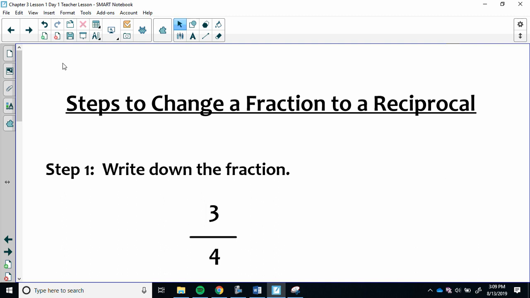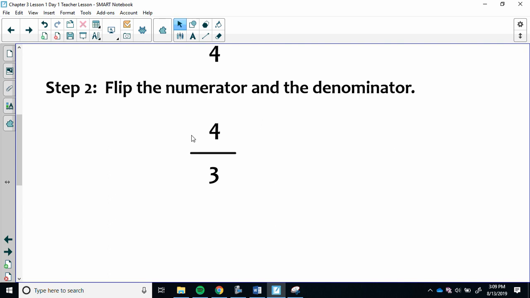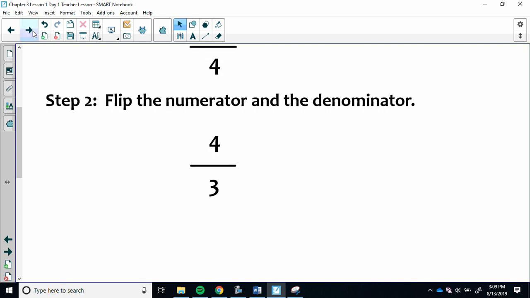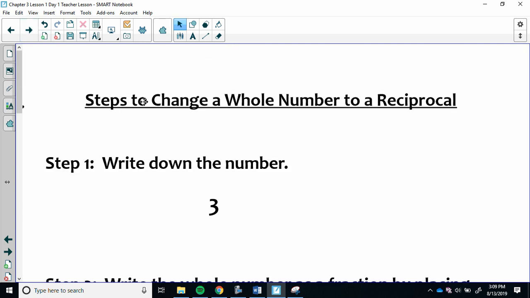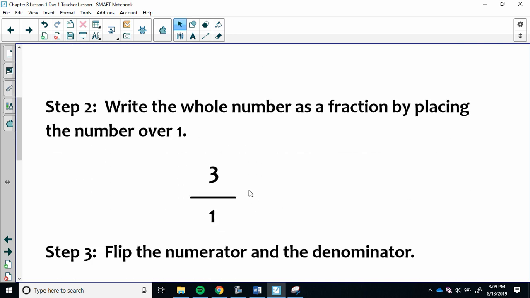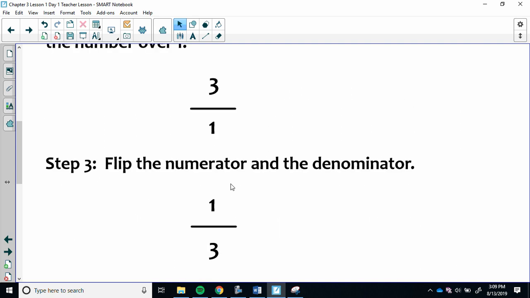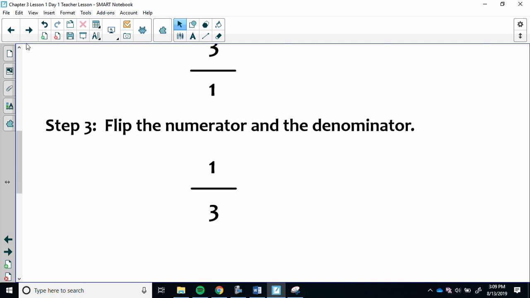Steps for changing a fraction to a reciprocal. Step 1, write down the fraction. Step 2, flip the numerator and the denominator. Pretty simple. Changing a whole number: write down the number, write it over 1, 3 over 1. The reason we put it over 1 is that dividing 3 by 1 doesn't change the value. So 3 over 1 then becomes 1 over 3.